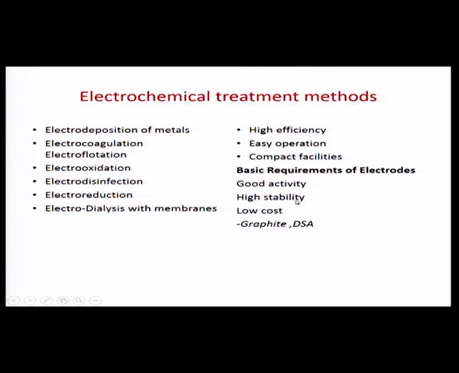Some of the low cost electrodes are graphite and dimensionally stable anodes based on titanium and other combinations, which can be used as an anode, because one of the nuisances with an anode is that it usually undergoes dissolution and the activity may also be lost during the course. So, that is important. Dimensionally stable anode material will last for a long time without undergoing dissolution.